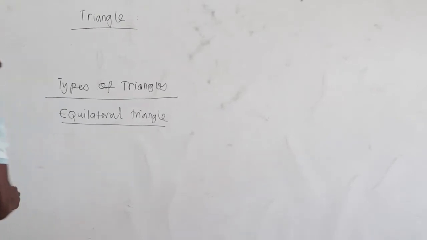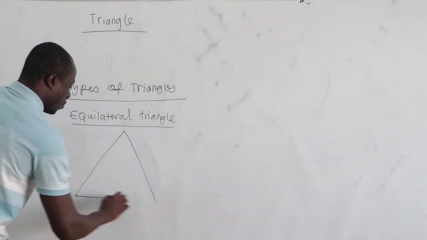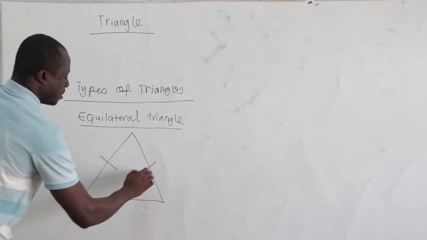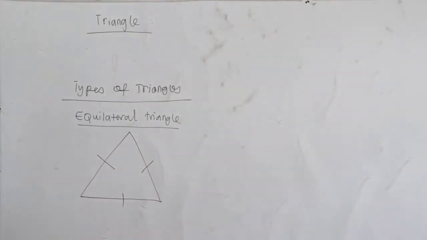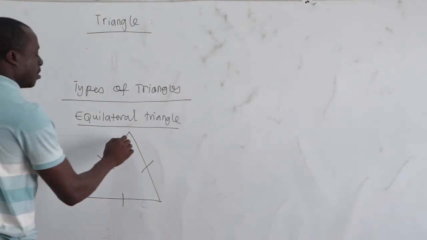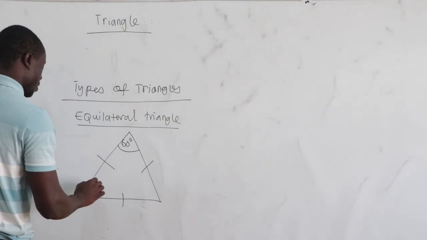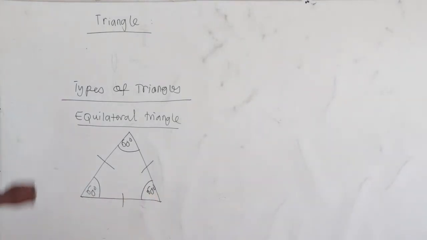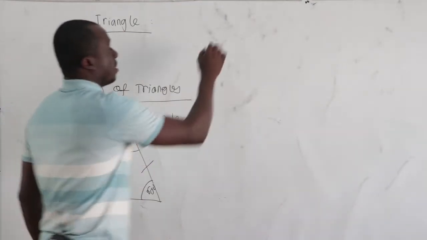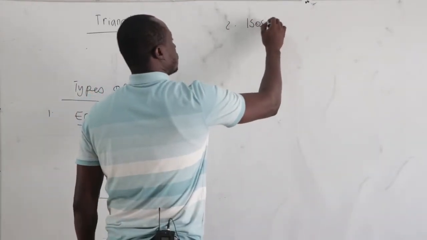Now in the equilateral triangle, all sides are equal. So this side is the same as that side, and is the same as the third side as well. Now all the angles are 60 degrees. With equilateral, all the angles are 60 degrees. Now the next one we want to look at is isosceles.